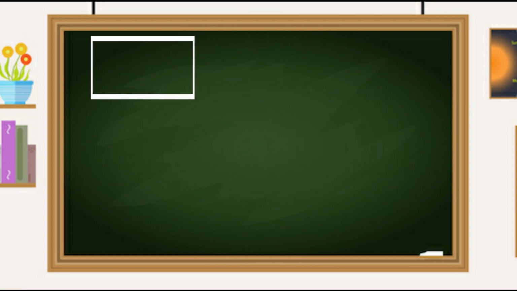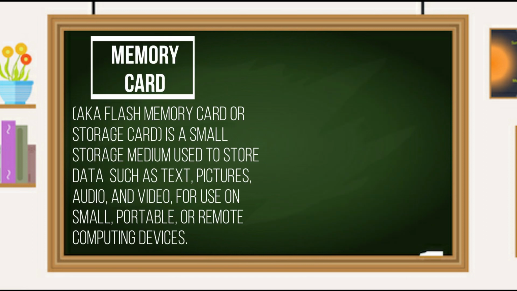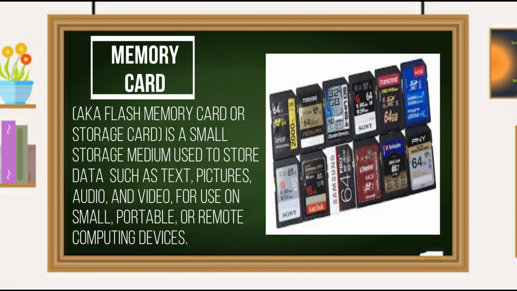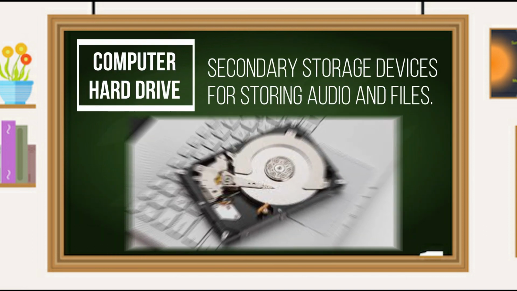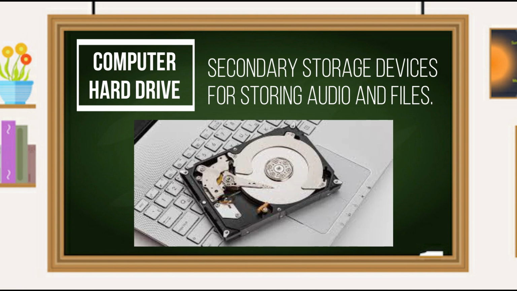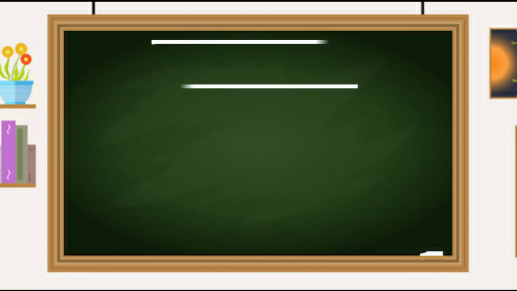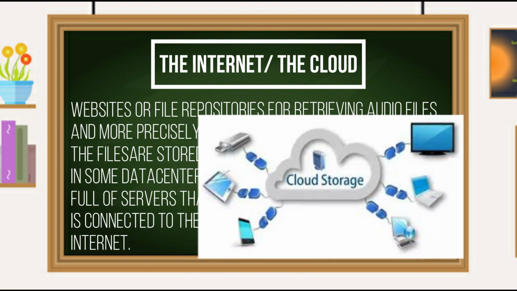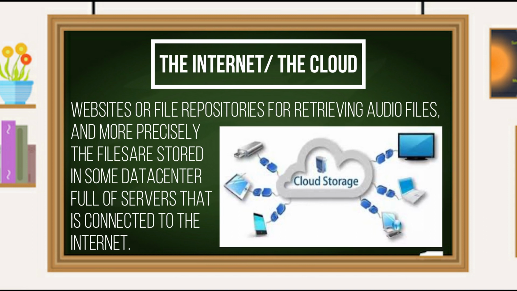Memory card, also known as flash memory card or storage card, is a small storage medium used to store data such as text, pictures, audio, and video for use on small portable or remote computing devices. Computer hard drive, secondary storage devices for storing audio and files. And of course, the internet or the cloud. Websites or file repositories for retrieving audio files, and more precisely, the file share stored in some data center full of servers that is connected to the internet.